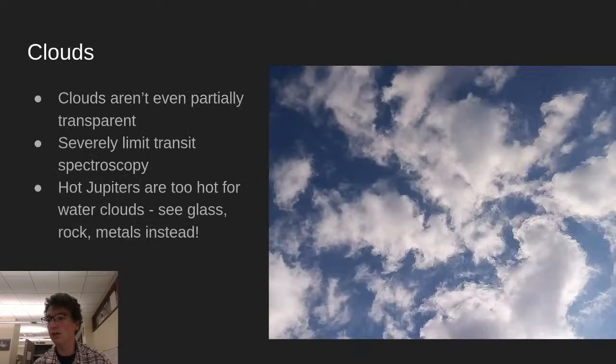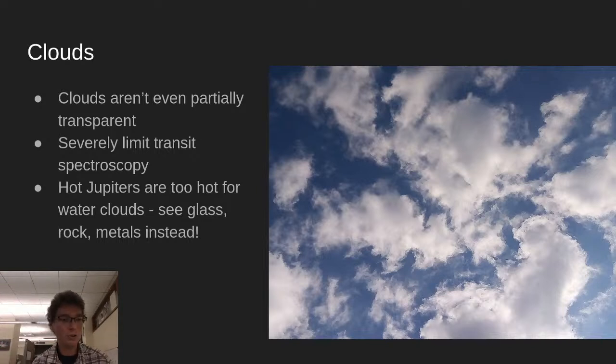So what's happening here? Think about clouds on Earth, right? Clouds on Earth are white. Unless they're very, very thin, they aren't even partially transparent. You look at a cloud and it's just white. All of the light that hits a cloud gets reflected or scattered. It doesn't actually make it through.